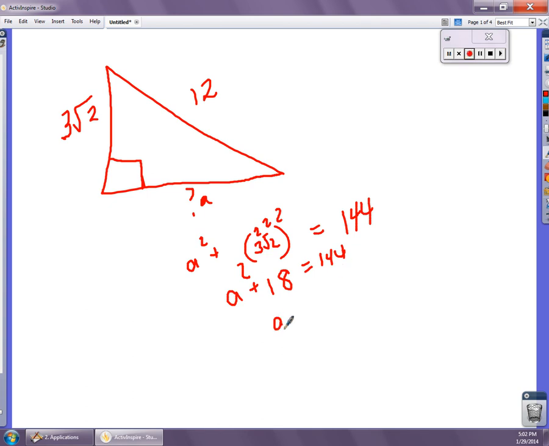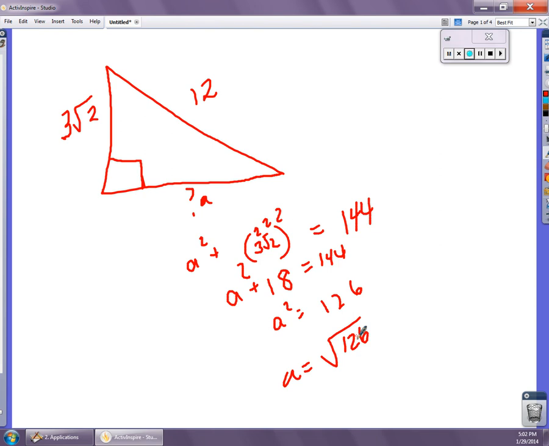Subtract 18 on both sides, you get a squared equals 126. And then you have to take the square root of both sides. Now, when you do that, we do want to get an exact answer. So the square root of 126 might be able to be simplified.